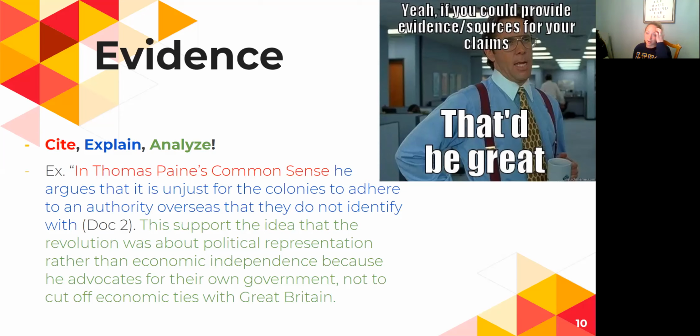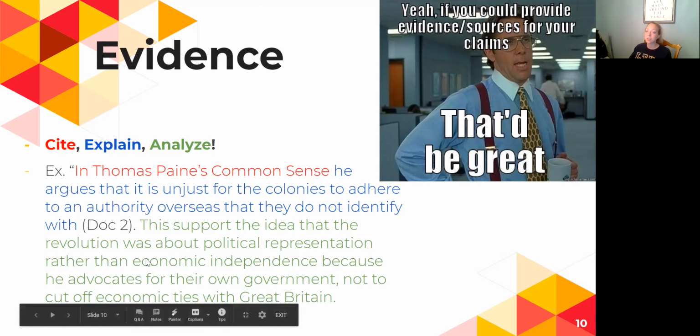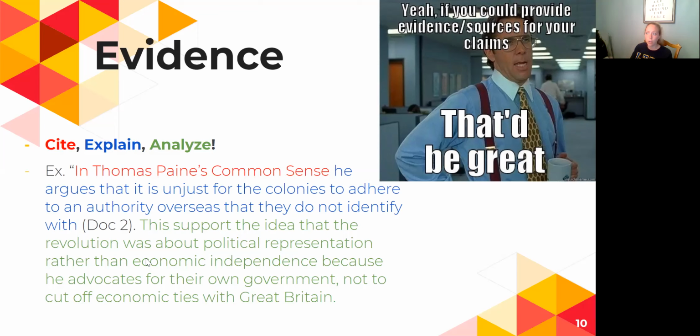And then again, I recommend that you put Doc 2 or Doc C or whatever they're using to identify that document as well at the end in parentheses. Because again, you do not know if you're like the 50th essay that evaluator is reading that day. So anything that you can do to make their job easier, overall, they will be more merciful with your paper. It just gives them a better impression, just psychologically, so please do it. And then the very next sentence should be, how does this prove my thesis correct? So this supports the idea, or my argument, or whatever, that the revolution was about political representation rather than economic independence, because he advocates for their own government, not to cut off economic ties with Great Britain.